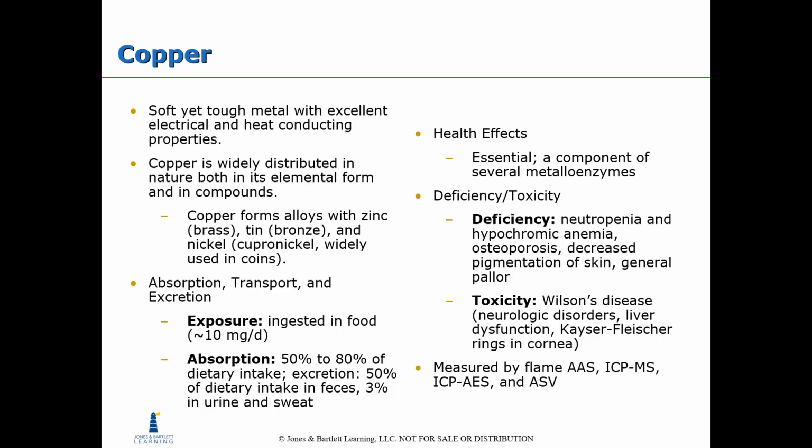It's a component of several metalloenzymes. Deficiency includes neutropenia and hypochromic anemia, osteoporosis, decreased pigmentation of the skin, and general pallor. Toxicity includes Wilson's disease, neurological disorders, liver dysfunction, Kayser-Fleischer rings in the cornea. It's measured by flame AAS, ICP-MS, ICP-AES, and ASV.